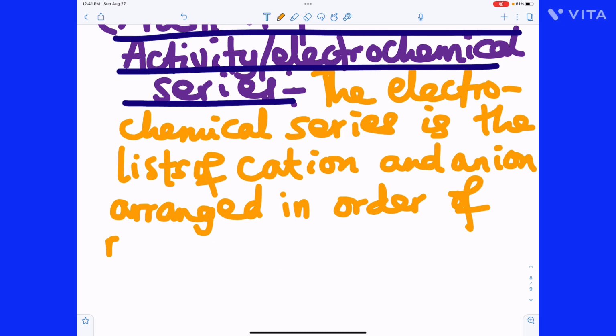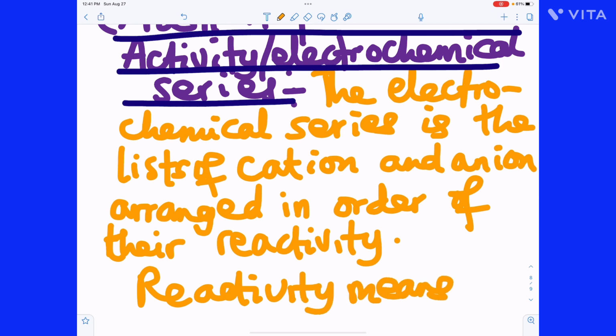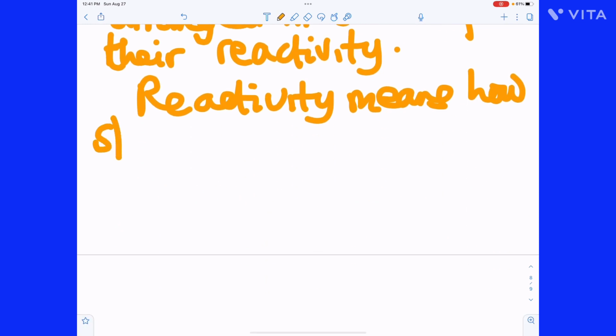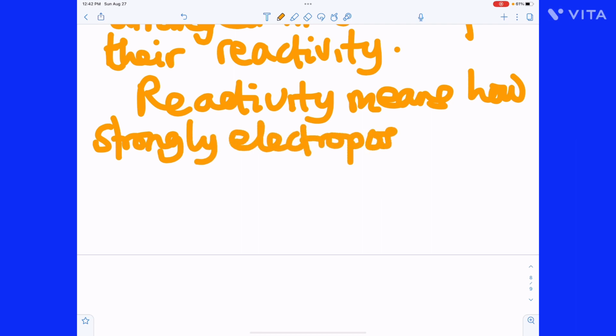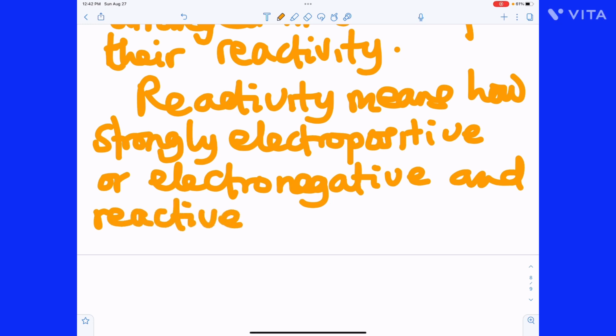Arranged in order of their what? Reactivity. You understand? Reactivity means how strongly electropositive or electronegative an ion is.